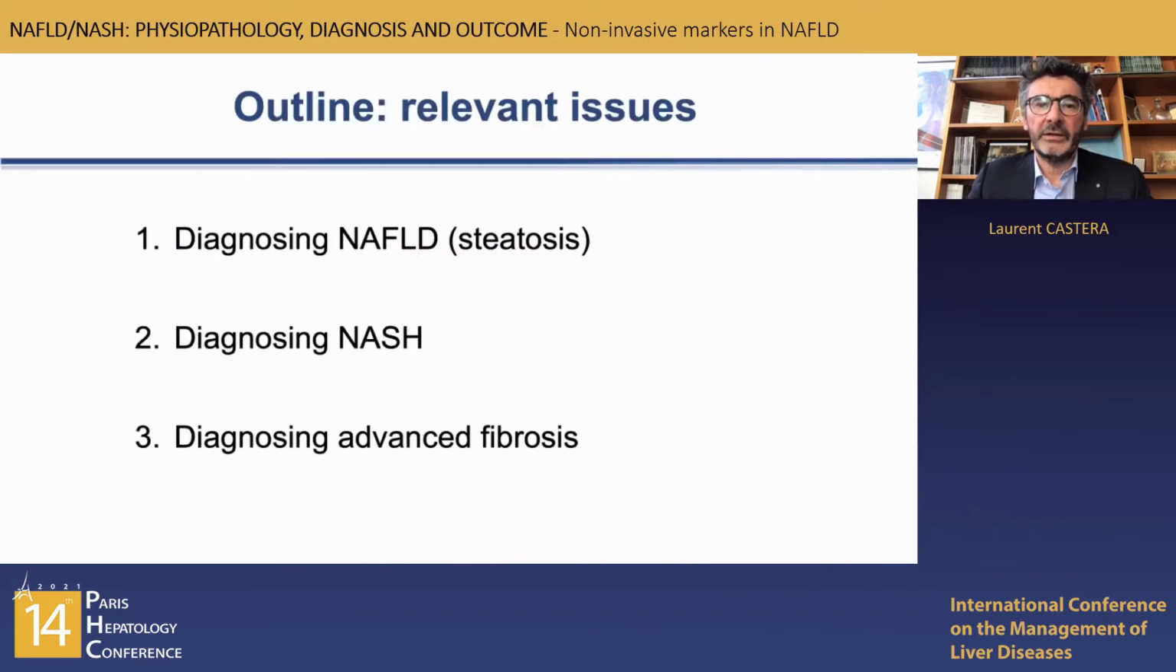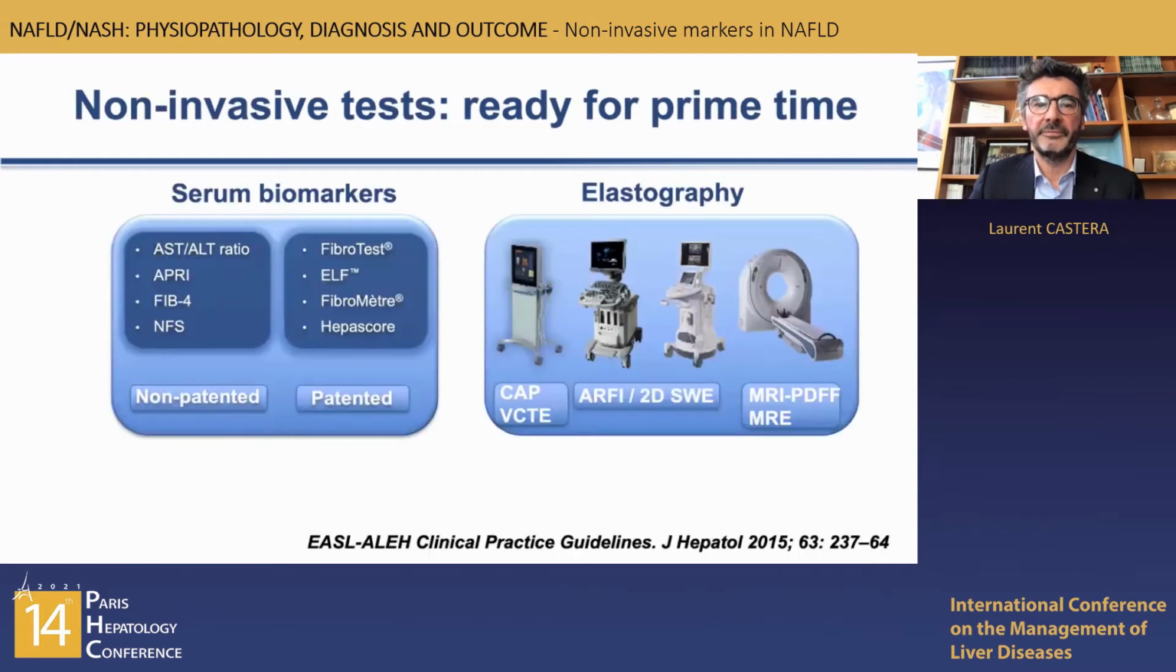This is the outline I will be following within the next 10 minutes. Diagnosing NAFLD, that is steatosis, diagnosing NASH, diagnosing advanced fibrosis, which is the most relevant endpoint, and identifying which patients are most at risk of developing complications.